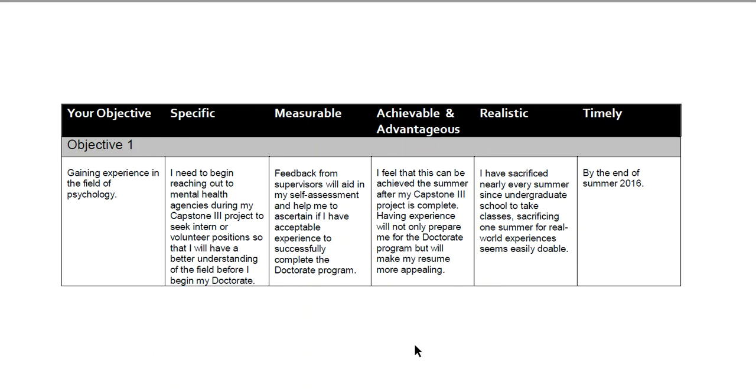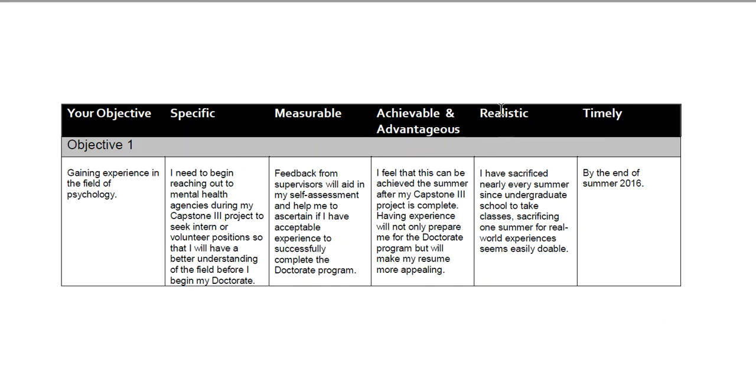Measurable, how are you going to measure that? That means, and the student did a good job with this, that I'll get feedback from supervisors, which will help me ascertain if I have acceptable experience with this field work that the person is trying to do. And so that will help solidify and make it more concrete that the person is getting experience in the field of psychology.